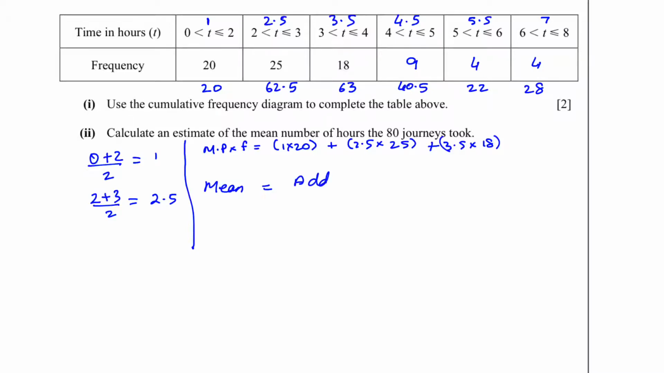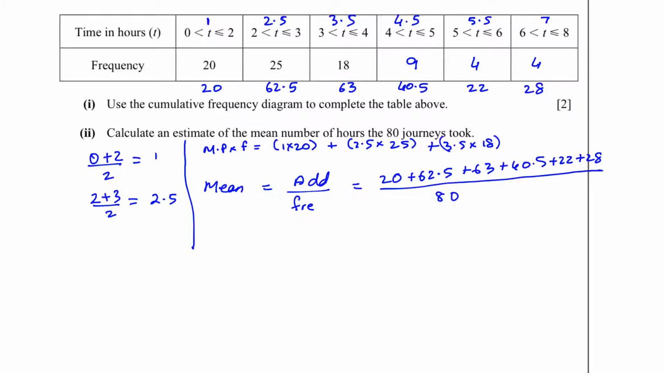To find the mean, you add the numbers that we got up and divide it by the frequency. So we are going to add 20 plus 62.5 plus 63 plus 40.5 plus 22 plus 28 over the frequency. Our frequency is 80. This will give us 236 divided by 80, 2.95. So our estimated mean is 2.95.